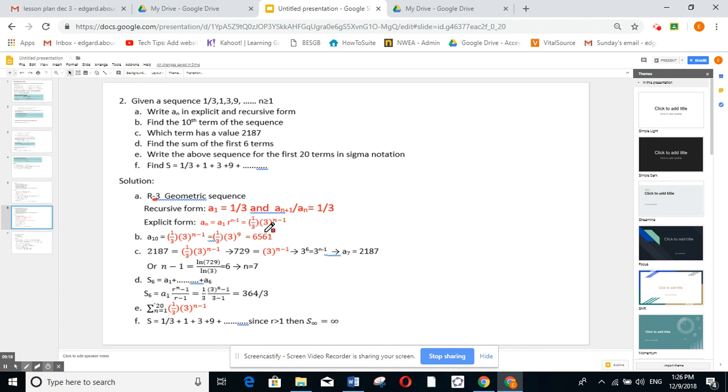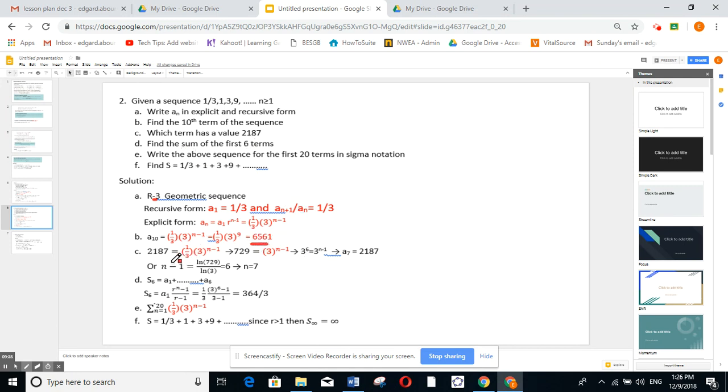a1 is 1 over 3, r is 3, to the power n minus 1. So this is the explicit form. Find the 10th term. So a10 equals 1 over 3 times 3 to the power 10 minus 1, which is 9. So it will be 6561.